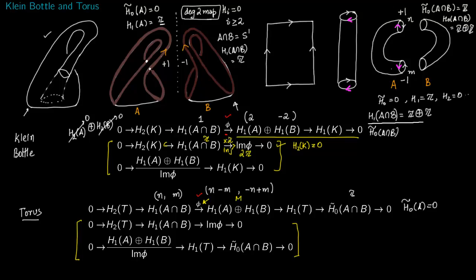Now look at this map. So this map I will rewrite. 0, so H1A plus H1B is integer, direct sum integer. Image of phi we said was multiplication by 2. You have H1K goes to 0. So this is an isomorphism. So obviously now you have H1K is equal to integer, direct sum Z2.